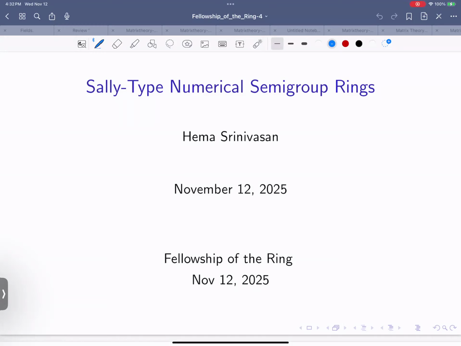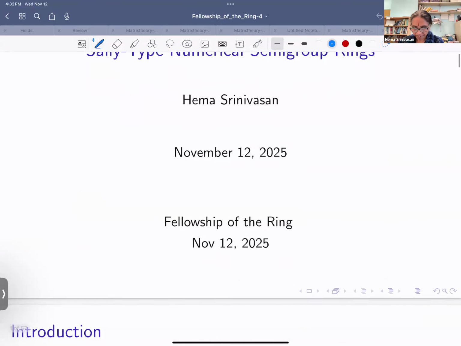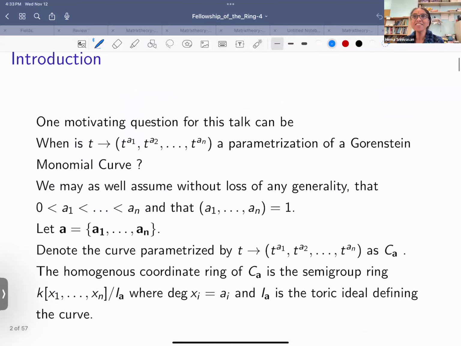Thank you, Reina, and thank you for this opportunity to give a talk in the Fellowship of the Rings. I do have some rings in my title. I'm going to talk about what are going to be called Sally-type numerical semigroup rings. I hope it's okay that I have already typed most of it up. I'm going to read off some of the things, and some I will write.